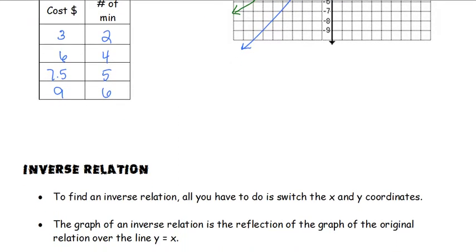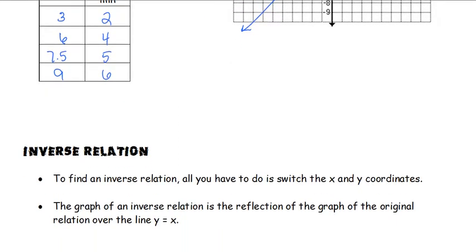This is going to give us the inverse relation. To find an inverse relation, all you have to do is switch the x and y coordinates, and that's what we did comparing the number of minutes determining the cost and the cost determining the number of minutes. All we do is switch our independent and dependent variables, or our x and y variables. The graph of the inverse relation is the reflection of the graph of the original relation over the line y equals x.